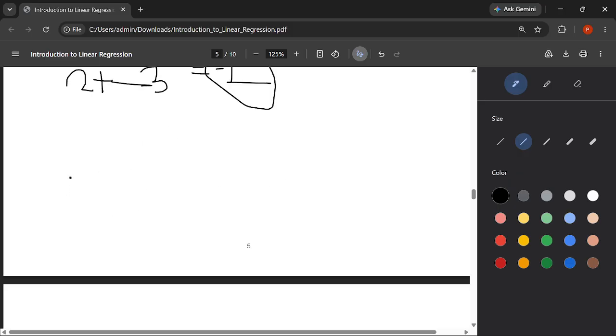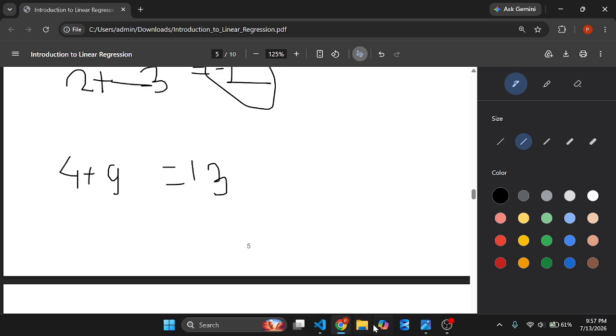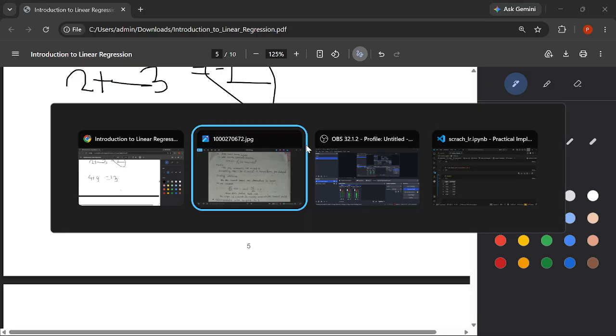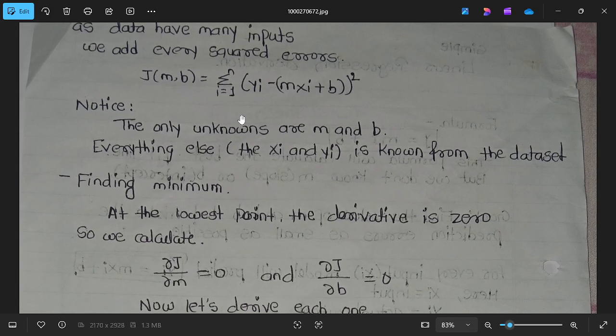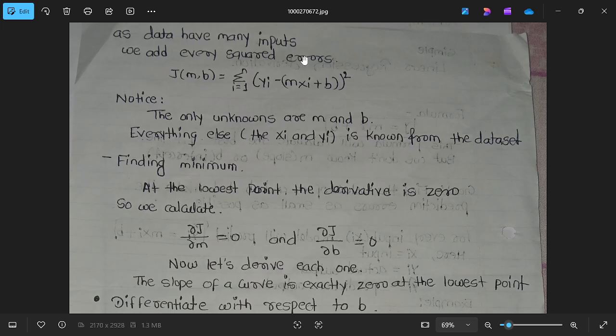And what if we take the squares of the errors? It will become 4 plus 9, which is 13. So to cancel out the minus, we take the squared error. Nothing special is there. As the data has many inputs, we add every squared error and the formula becomes this, and this is also known as the cost function or the loss function. The more preferred name is the loss function.